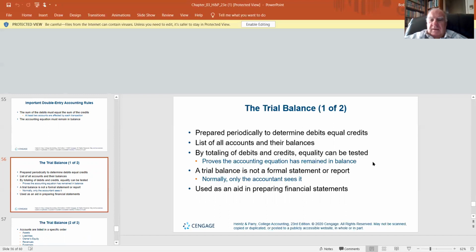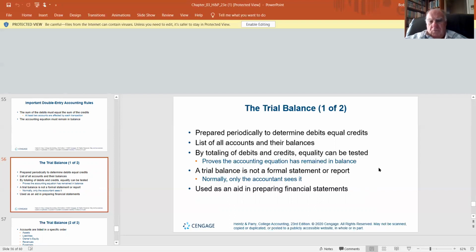Does it mean that the trial balance is correct? No, everything can be wrong. And you're going to learn in chapter 4 and 5, I believe, that by definition, when the trial balance is first prepared, there will be more to do in terms of transactions. And we'll get to that after this chapter. The trial balance is not a formal statement. It's a worksheet, and it's a very good aid in preparing financial statements.